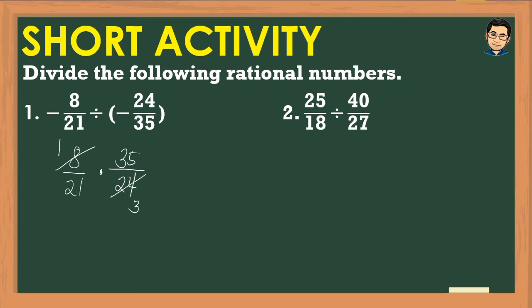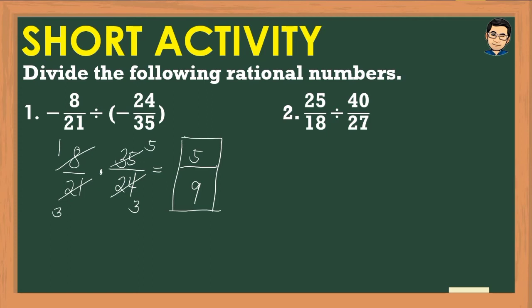What about 35 and 21? That is 7. 35 divided by 7, that is 5. 21 divided by 7, that is 3. Multiplying the remaining factors, 1 times 5, that is 5. 3 times 3, that is 9. So, 5 over 9 is our final answer, wherein nakasimplify na po siya.